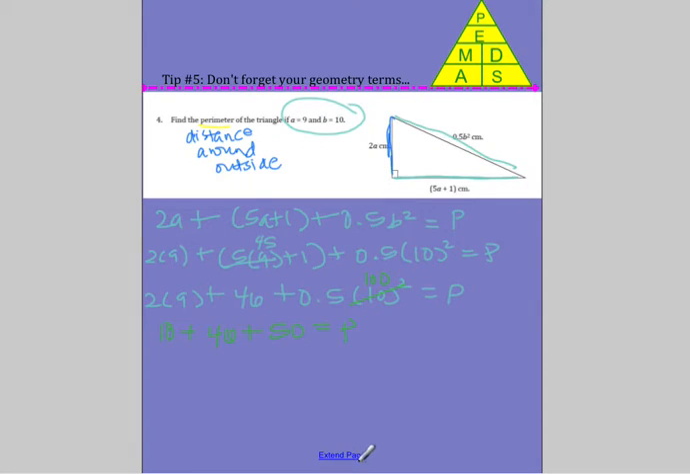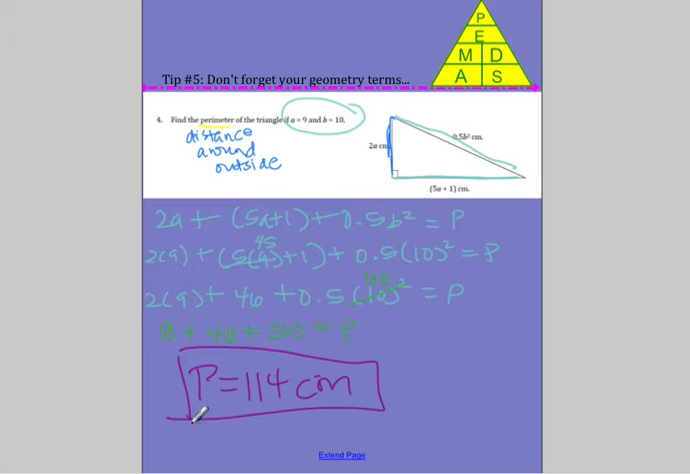And last step, add and subtract from left to right. So 18 plus 46 plus 50 gives me 114. And this is my perimeter, so it's in centimeters. So 114 centimeters. All right, so there is my answer to example 4.